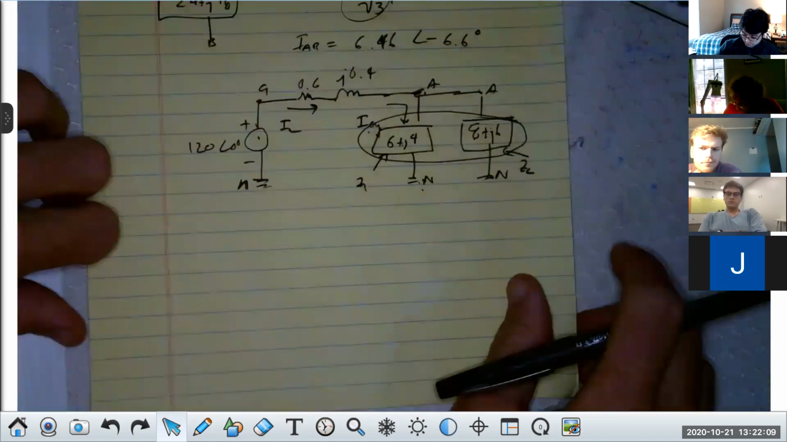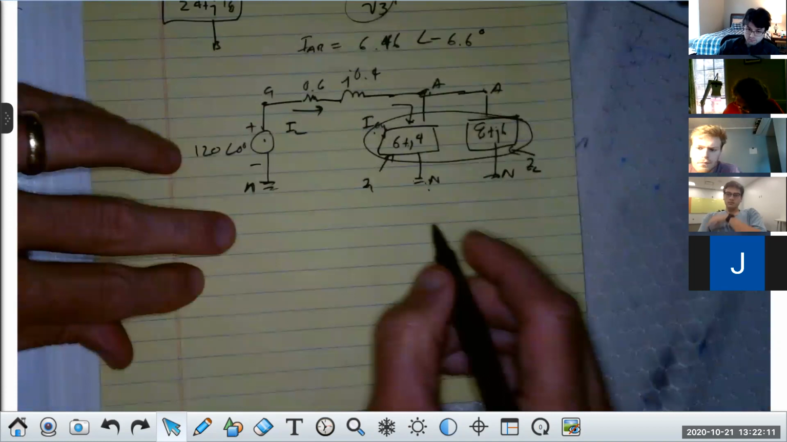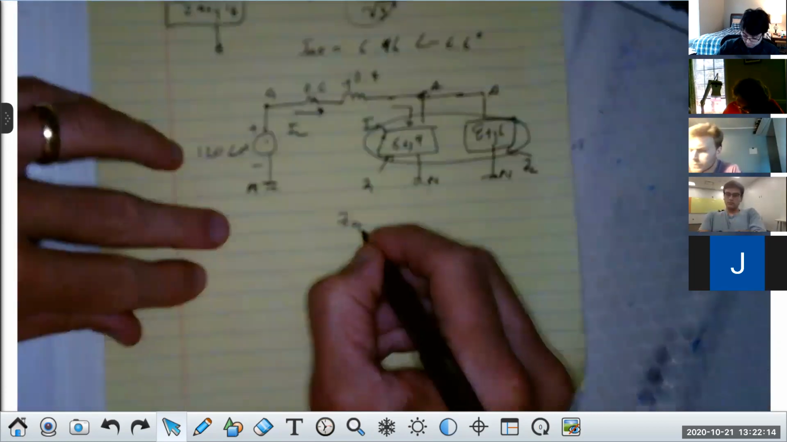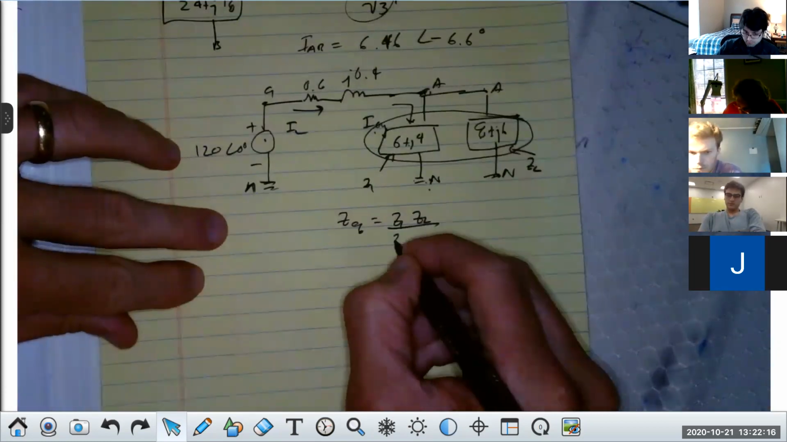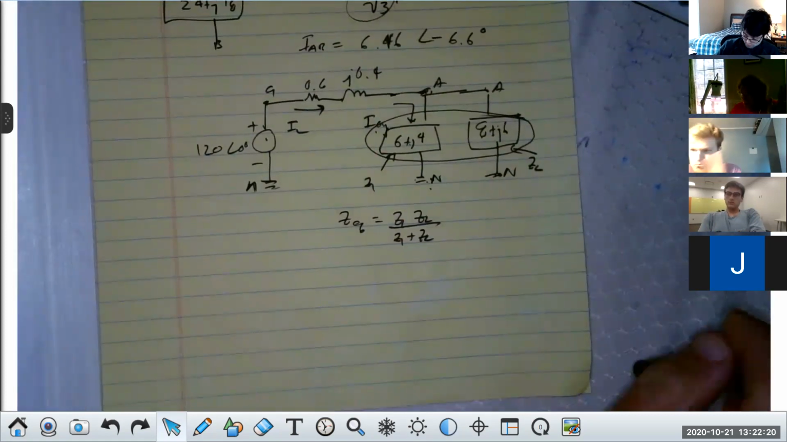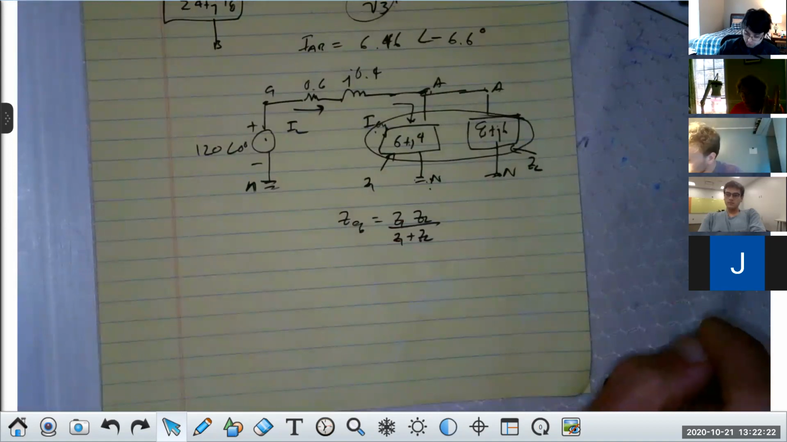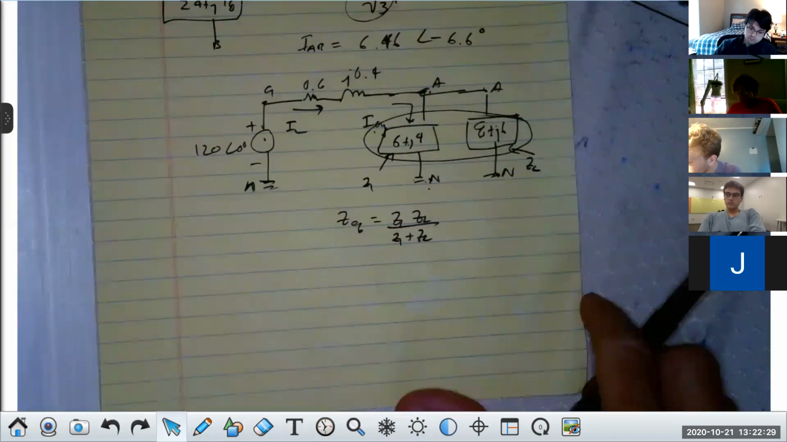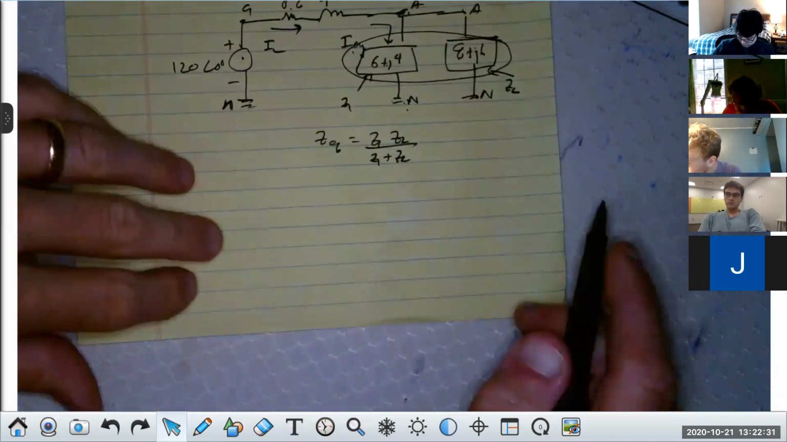Right? How would you get an equivalent? You could say Z equivalent to this would be Z1, Z2 over Z1 plus Z2. How many agree with that? They're in parallel. Do you all agree with that or not? Thank you. The more information I get from you, the better it is for me and the better I can help you.